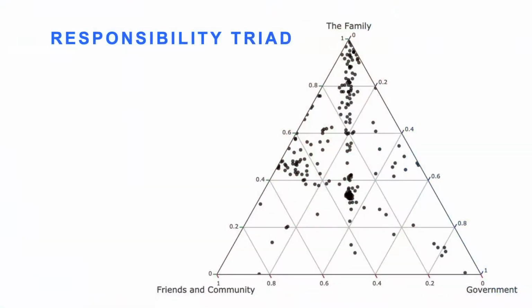As we dug into that data, we were also able to look at the way people responded to their own needs. And as you can see in the responsibility triad here, every one of those dots is a story that was told, and the storyteller placed their dot on this triad around who was responsible for helping the children or the family to thrive. You can see the pattern here. It's very heavily weighted around family.